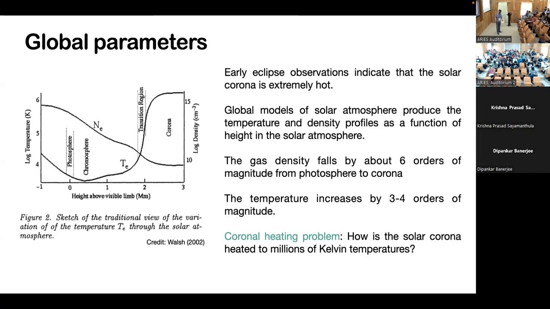And then you have the transition region, now you know why we should have a transition region, because there is a sudden transition within a certain small height range. And after that, the temperature reaches up to 10 power 6 Kelvin, which is up to millions of Kelvin, right? Temperature reaches up to very high temperatures.